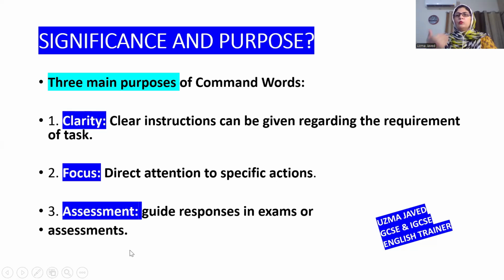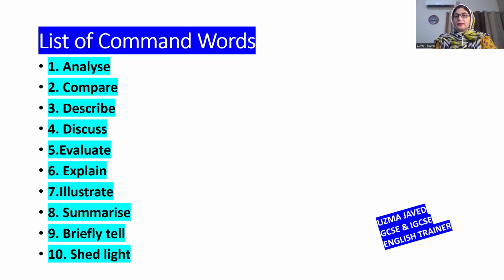For example, what will you be assessed on? In which part of the question? Sometimes the examiner asks you to pick up information from the text. Sometimes he asks you to use your own words. Sometimes he asks you to give suggestions from your own. So whatever the purpose is will be conveyed through the command word. I hope the definition and the purpose as well as significance of command words is clear.